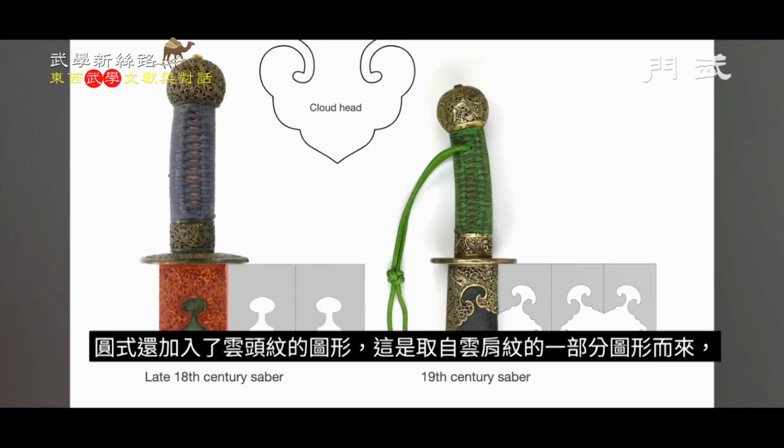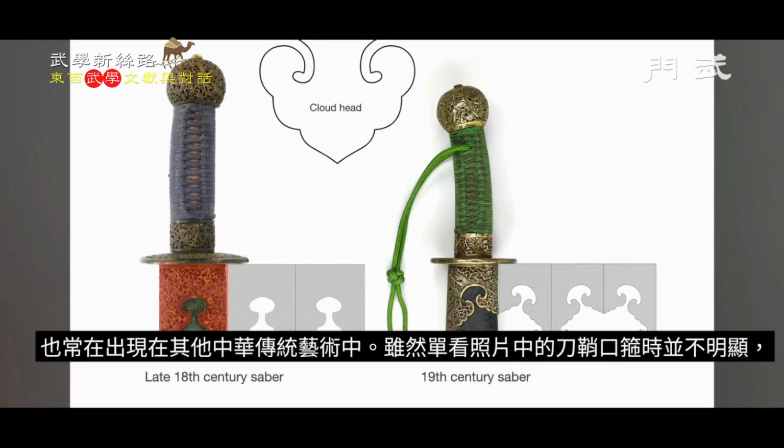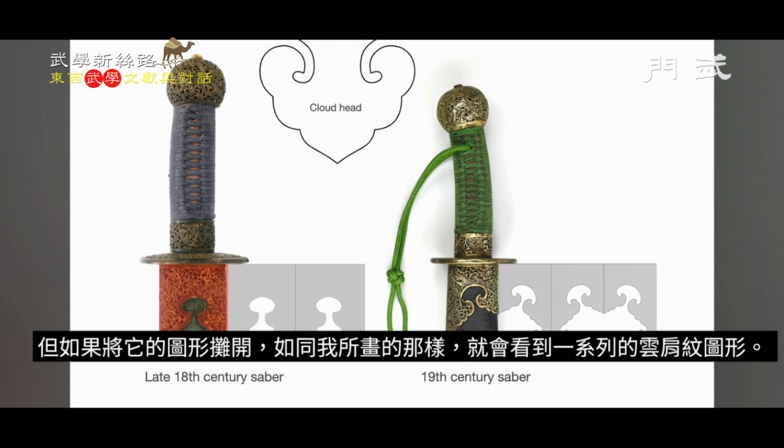Another notable difference is that in the round style, cloud heads are introduced. These are usually part of cloud collars that are used in several Chinese art forms. It isn't that apparent when you just look at a fitting, but if you fold them out, as I have done in this drawing, you can see that they form a series of cloud collars.